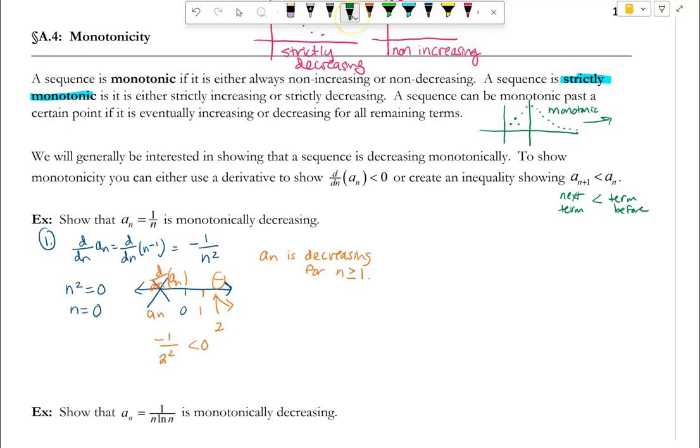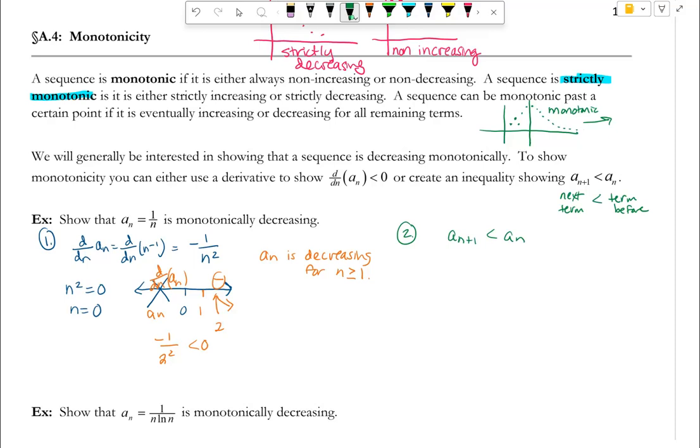Another way that we could prove this gets into something we might often do in a discrete math class in college, where we might be writing different proofs. We could prove that a sub n plus 1 is less than a sub n. And we could do this in a pretty straightforward way.